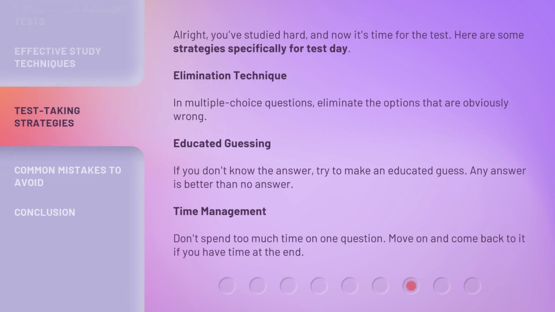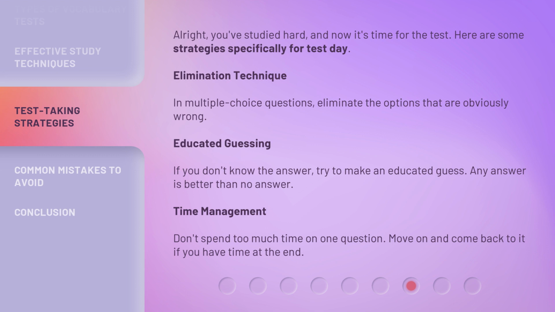Alright, you've studied hard, and now it's time for the test. Here are some strategies specifically for test day. Elimination technique. In multiple choice questions, eliminate the options that are obviously wrong. Educated guessing. If you don't know the answer, try to make an educated guess. Any answer is better than no answer.